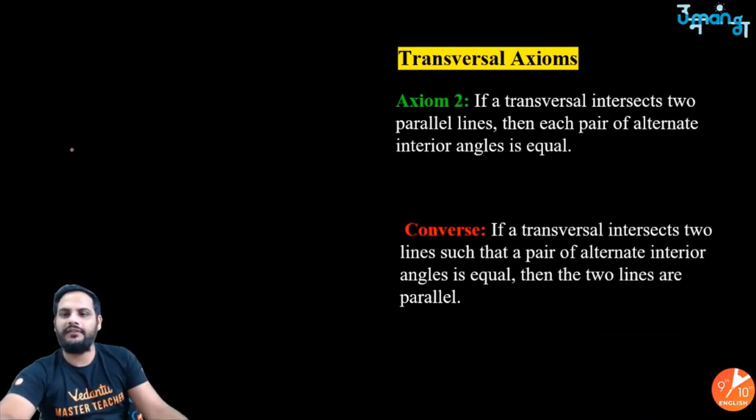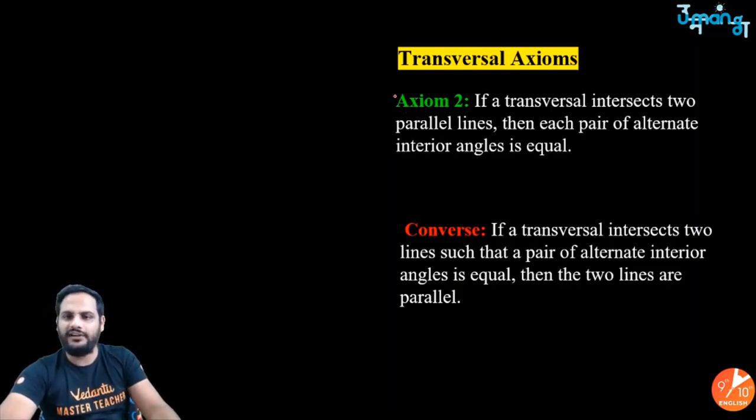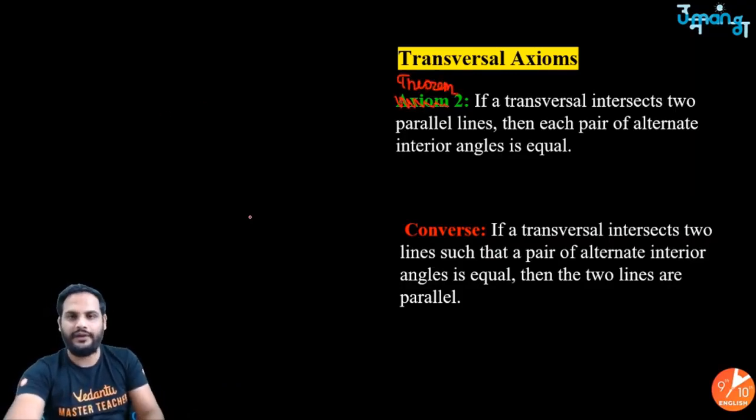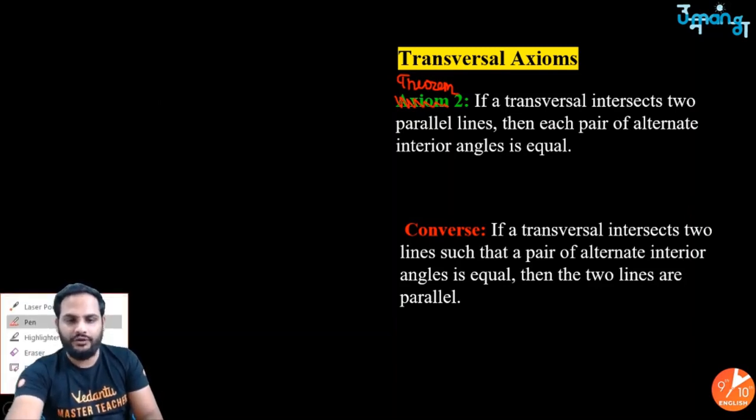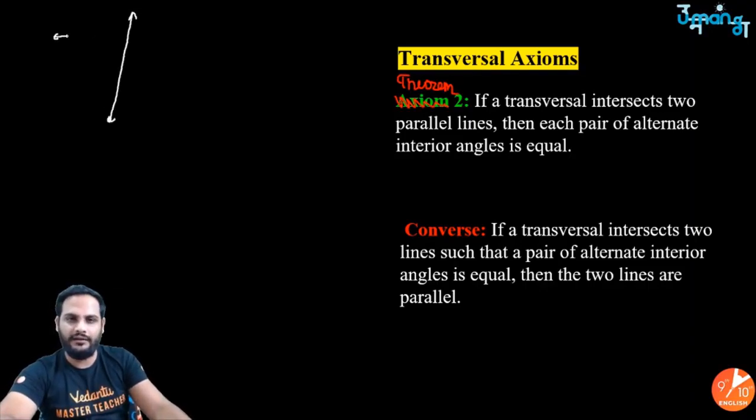The next part we have: if a transversal line intersects two parallel lines, each pair of alternate interior angles is equal. Actually, this is not an axiom, it is a theorem, because I can prove it. How will I prove it? Let's understand. The theorem says that interior alternate angles are equal if my lines are parallel.